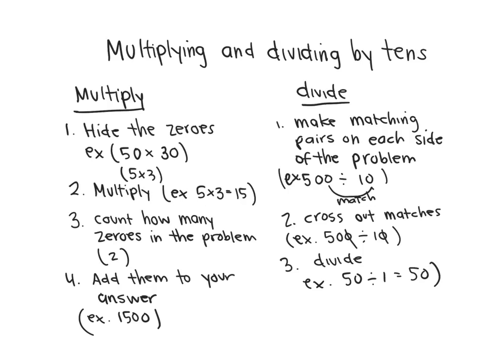Okay, so we have multiplying and dividing by tens. So when you multiply, the first thing you want to do is hide the zeros. Then you want to multiply without the zeros. Then you want to count how many zeros are in your problem, and then add them into your answer. Now, when we're dividing by tens, we have to take away zeros or make matches. So let's put these two things into action here.